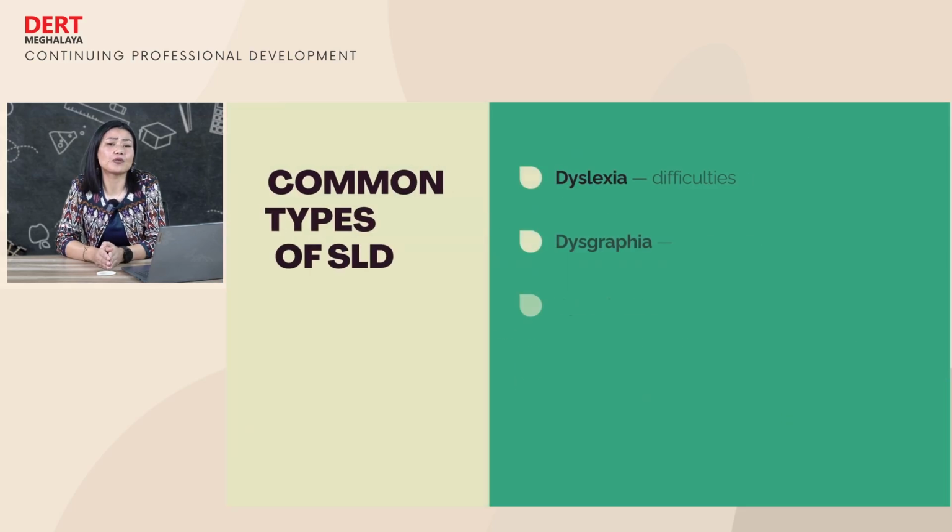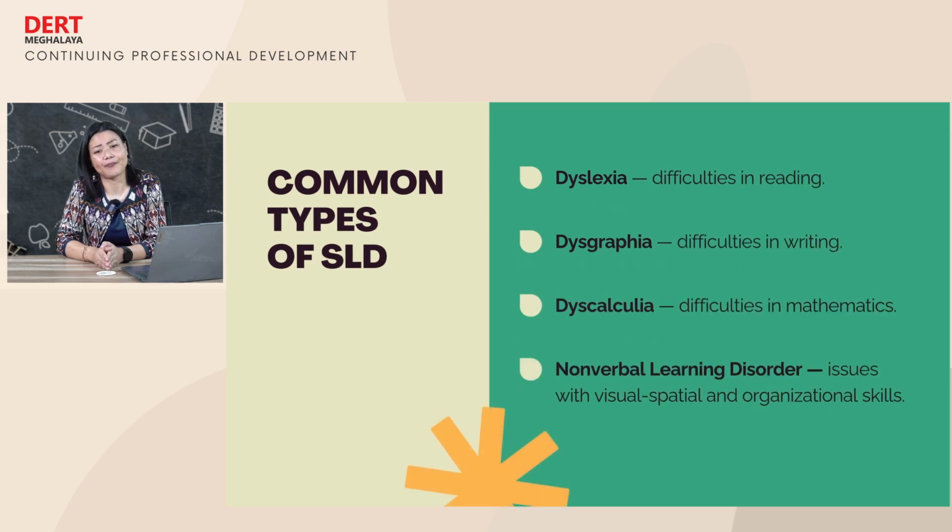Some common types of SLD include dyslexia, that is difficulty in reading, dysgraphia, difficulty in writing, dyscalculia, difficulties in mathematics, and nonverbal learning disorders, issues with visual, spatial and organizational skills. These challenges can exist alone or in combination. SLDs often become more noticeable once the child enters school and academic demands increase.